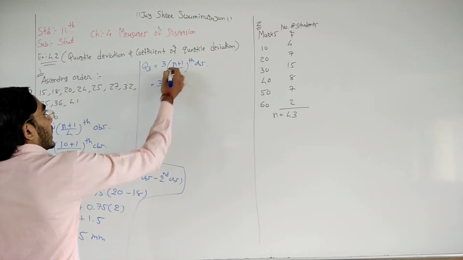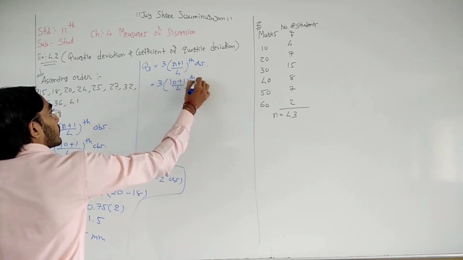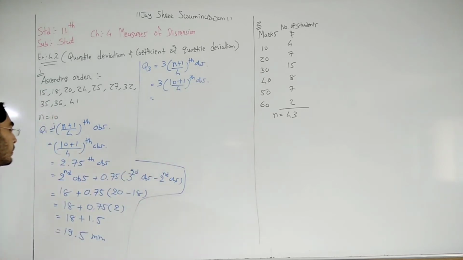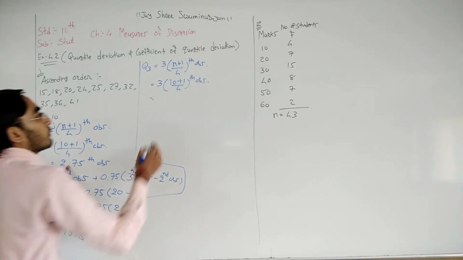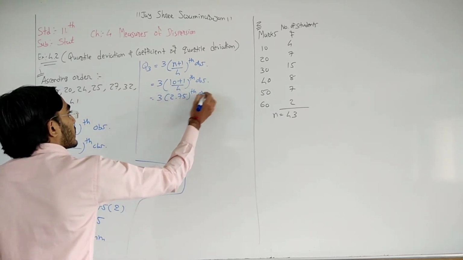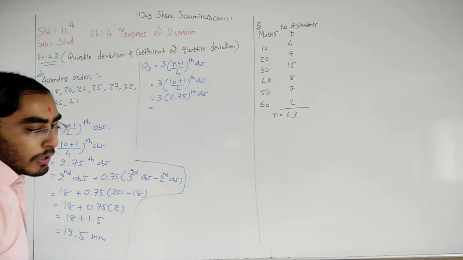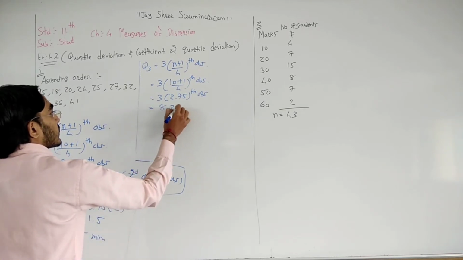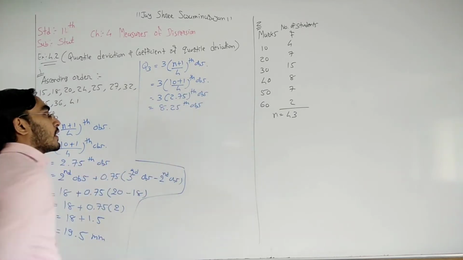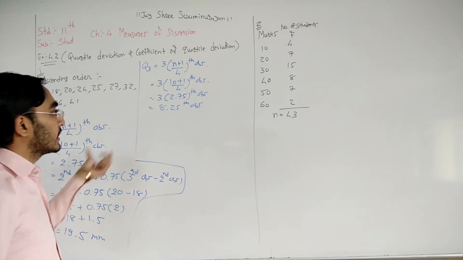Now here 3, n is 10. So (10+1)/4th observation. And (n+1)/4, it is 2.75, right? We know the answer. So 2.75 into 3, it is 8.25.